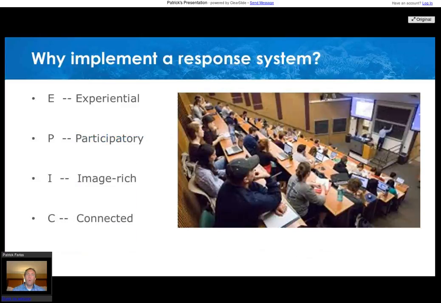Dr. Elmore has also talked about the acronym EPIC, and that's one of the things that I want to share with you tonight. As you think about your students, he uses the letters EPIC to describe a lot of the students that we see today. The E in EPIC is experiential. The P is participatory. Students today are image-rich, and they're connected. So why do we implement a student response system? How do we leverage technology to engage these EPIC students today? And that's what we're going to look at tonight.